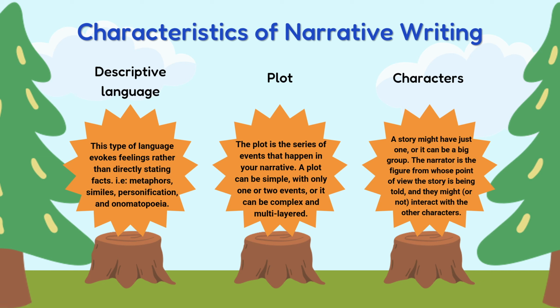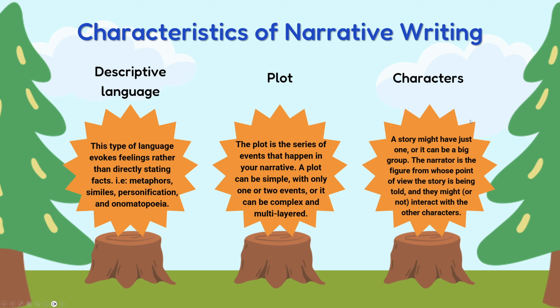What happens throughout the story? What is the order of what happens throughout the story? So the plot is a series of events that happen in your narrative. A plot can be simple with only one or two events, or it can be complex and multi-layered. It can be directly introduction, climax, conclusion, or it can be introduction, then the rising action, then climax, falling action, and then the conclusion. So you have more plot points that can be helpful for your writing.